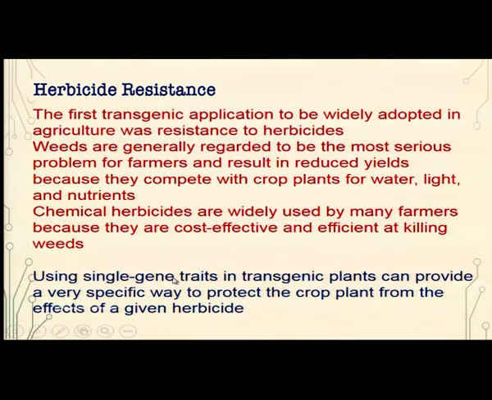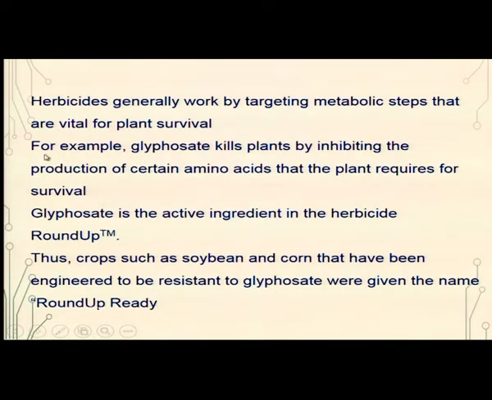Chemical herbicides are widely used by many farmers because they are cost effective and also are equally effective in killing weeds. Using single gene traits in transgenic plants, this methodology can provide a very specific way to protect the crop plant from the effects of a given herbicide. Herbicides generally work by targeting metabolic steps that are vital for plant survival. For example, glyphosate kills plants by inhibiting the production of certain amino acids that the plant requires for survival.